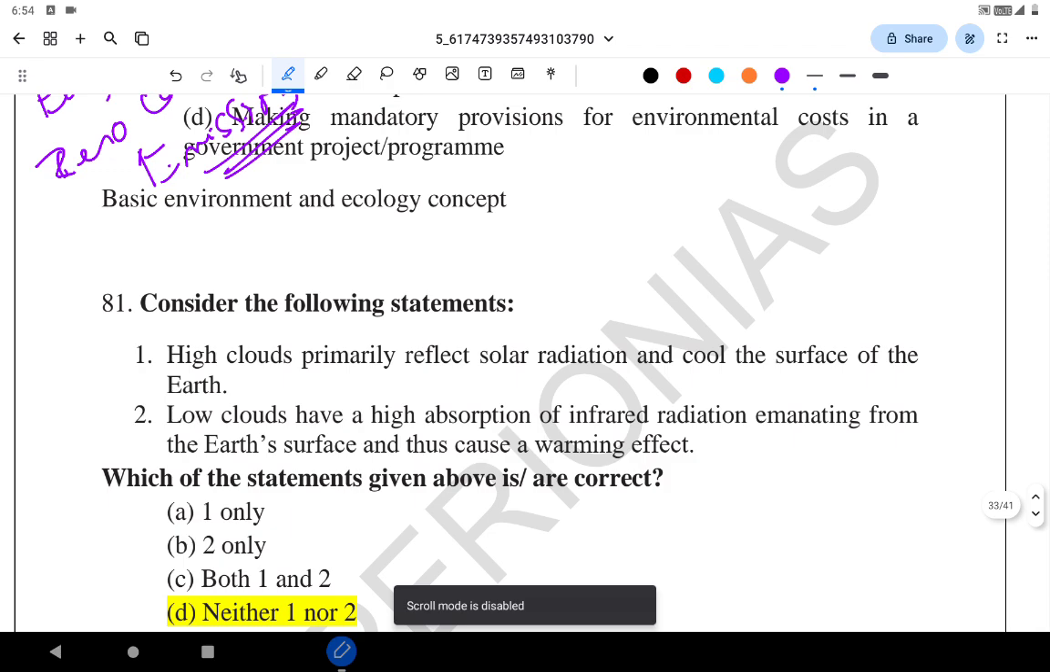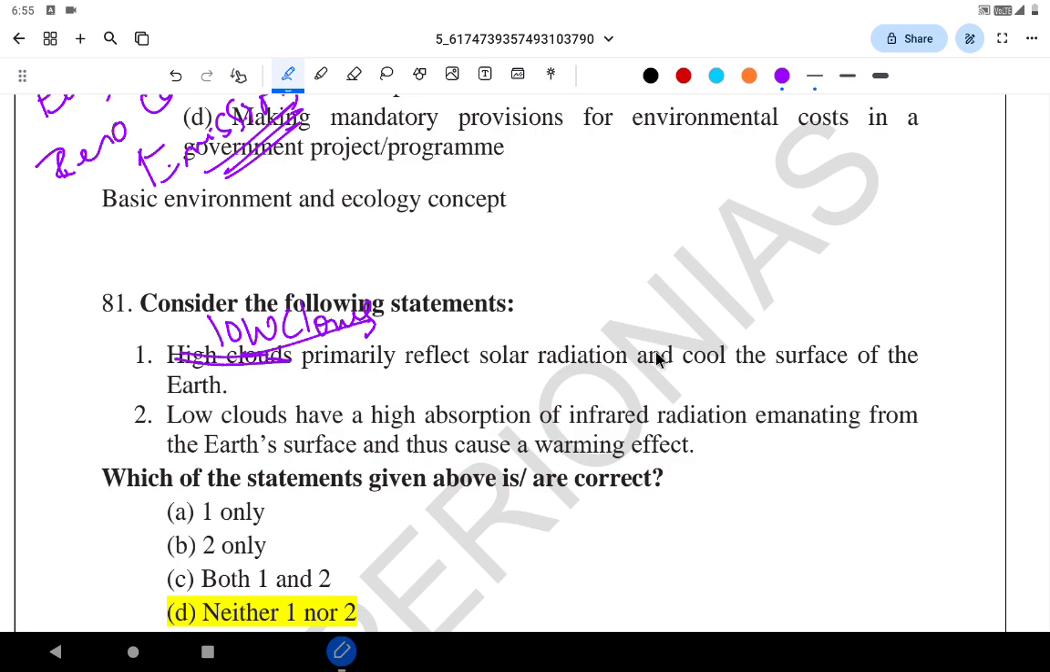Next, high clouds primarily reflect the solar radiation and cool the surface of the earth. No, it is not high clouds, it is low clouds. Low clouds reflect the solar radiation back to the earth and they increase the heat of the earth. Next statement: low clouds have higher absorption of infrared radiation emanating from the earth's surface and thus cause a warming effect. This is not low clouds, this is high clouds. High clouds have higher absorption of infrared radiation emanating from the earth's surface and cause the warming effect.